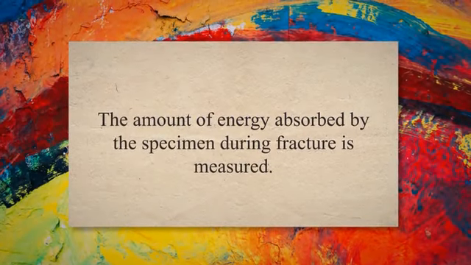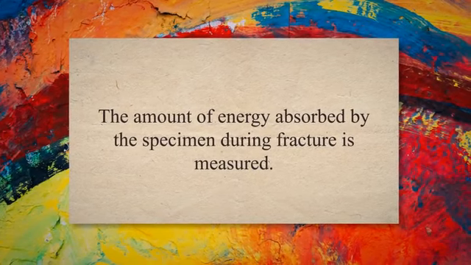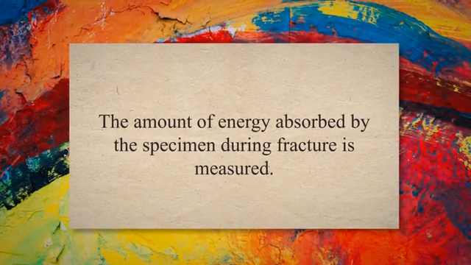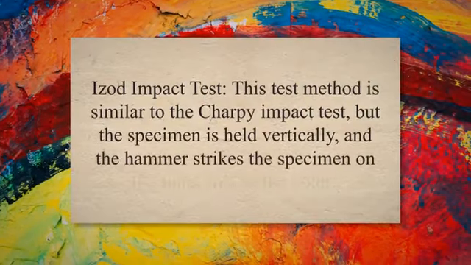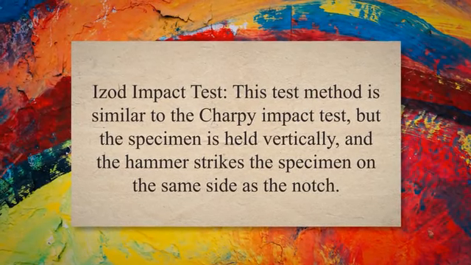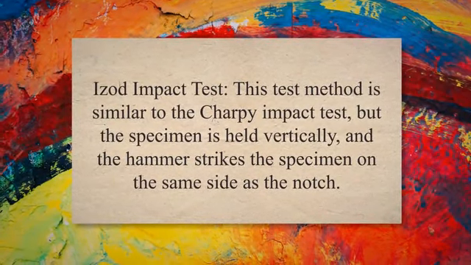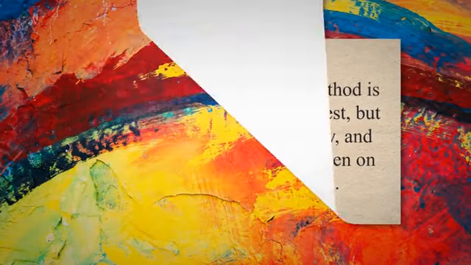In this method, a test specimen is held at one end and struck on the opposite end with a pendulum hammer. The amount of energy absorbed by the specimen during fracture is measured. Izod impact test. This test method is similar to the Charpy impact test, but the specimen is held vertically, and the hammer strikes the specimen on the same side as the notch.